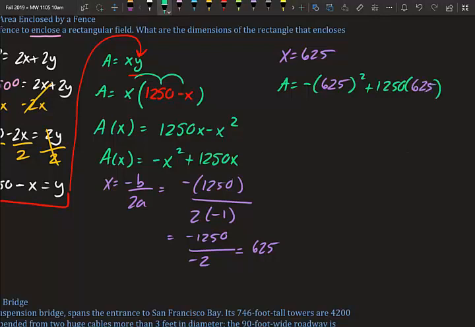We can simplify this using your calculator, and when you do, we get 390,625. So that is the area, 390,625. That is the area that we can do. But we still need to find the dimensions.